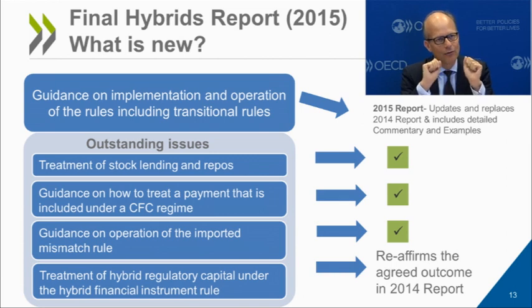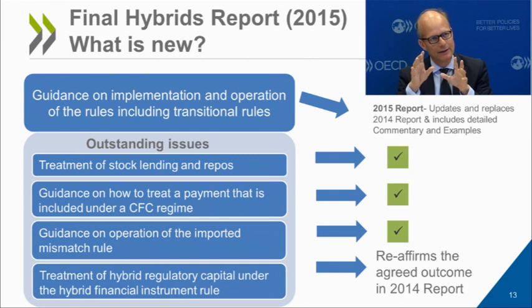And then we had four specific outstanding issues. The first issue was the treatment of stock lending and repo transactions, and that raises questions where they may be such a high volume transaction, sometimes electronic, that you may not know whether the parties are related at that point. So how do the rules apply? And we now have specific guidance on that, and that's why you see a check.